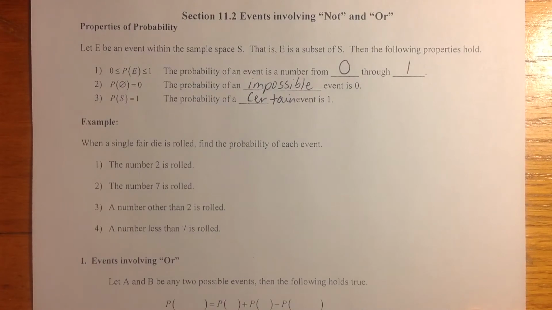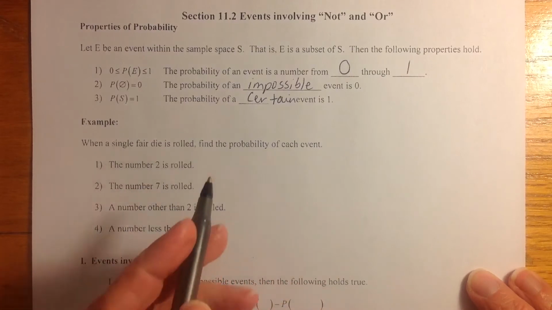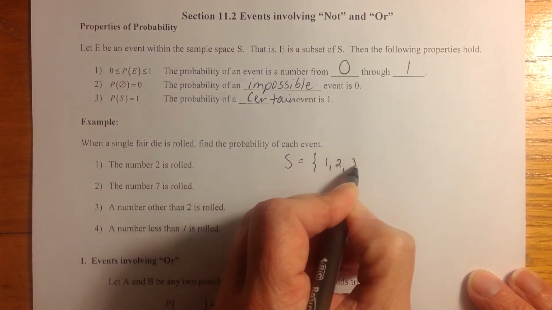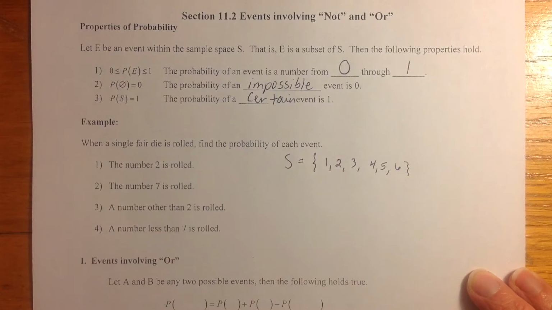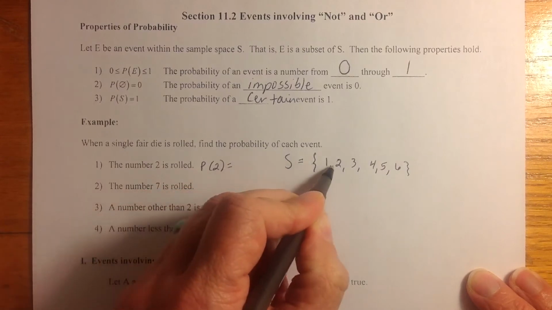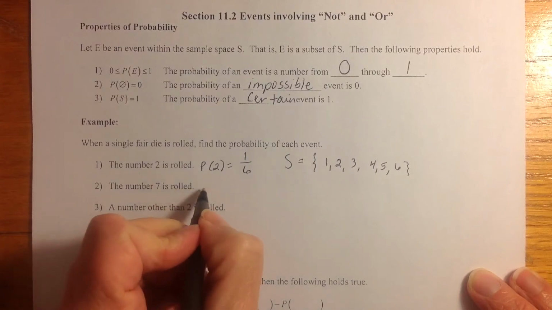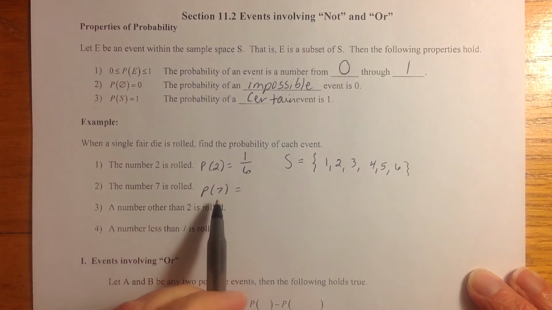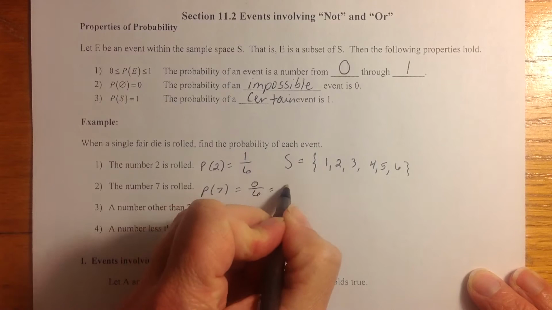So let's look at an example. When a single fair die is rolled, find the probability of each event. Well, if a single fair die is rolled, let's consider our sample space. We have 1, 2, 3, 4, 5, 6. So what would be the probability that a 2 is rolled? Well, we would say I see it once out of 6 possibilities. What would be the probability that a 7 is rolled? Well, that is an impossible event based on our sample space. So we would have 0 out of 6, which is 0.